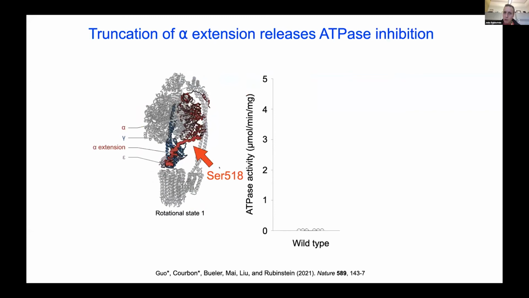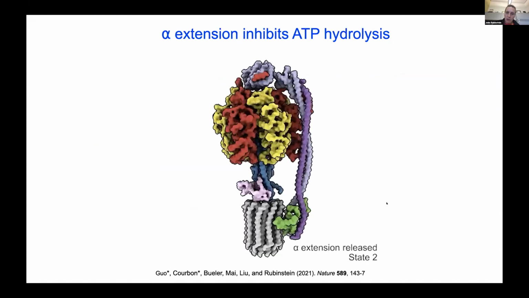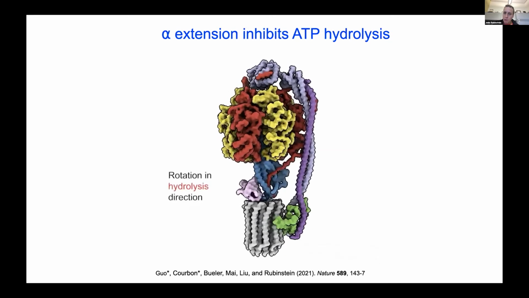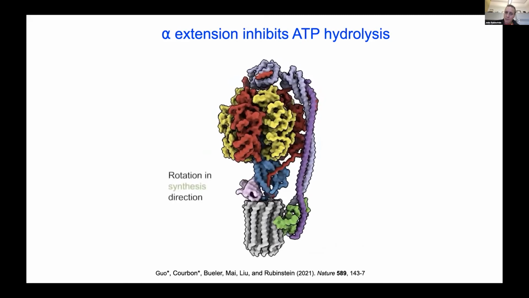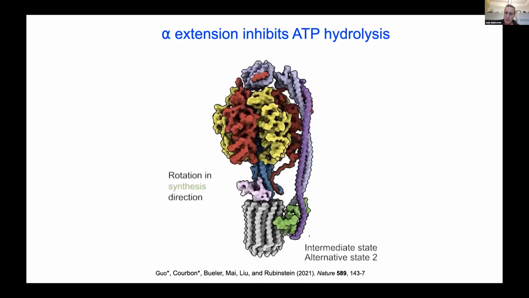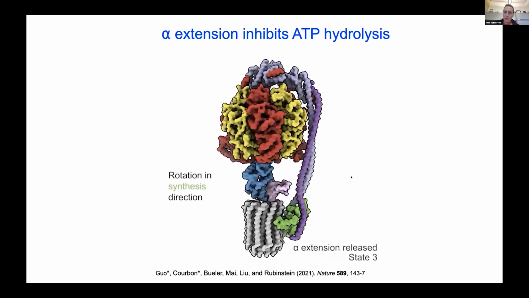So we could do molecular genetics. We could introduce a tag to truncate that extension and show that when you truncate the extension, you do indeed return ATP hydrolysis activity to the mycobacterial ATP synthase. So our model looks like this, where the extension binds the central rotor, and in the absence of a proton motive force, the rotor turns backwards with one click in the hydrolysis direction, but can't turn any further. When the proton motive force resumes, it can start to turn in the synthesis direction, that extension is released, and the ATP synthase can go on and happily produce ATP.